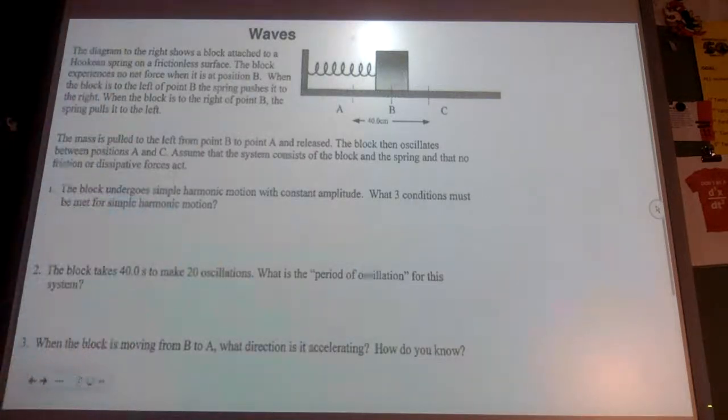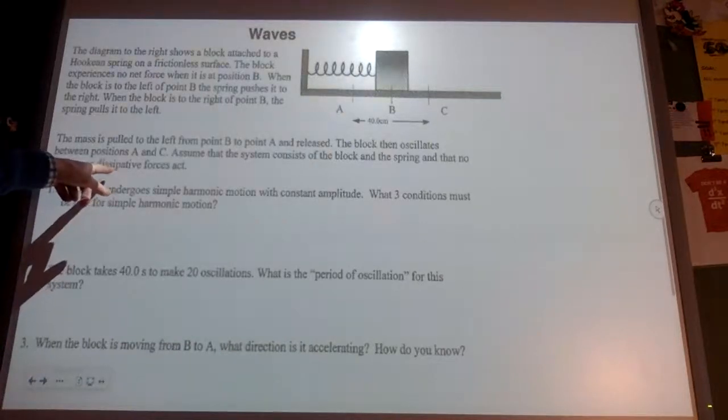The diagram on the right shows a block attached to a Hookean spring, so that tells us it's an ideal spring. On a frictionless surface, the block experiences no net force when it's at position B. When the block is at the left of point B, the spring pushes it to the right. When the block is at the right of point B, the spring pulls it to the left. The mass is pulled to the left from point B to point A and then released. The block then oscillates between positions A and C. Assume the system consists of the block and a spring and that no friction or dissipative forces act.